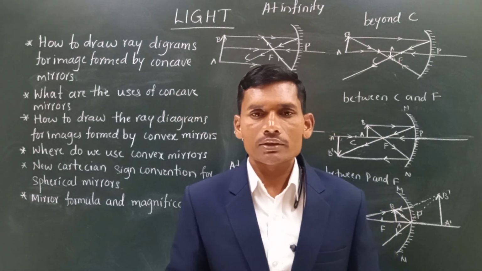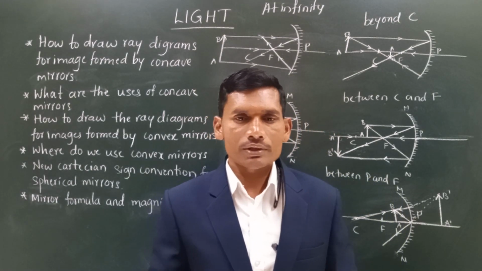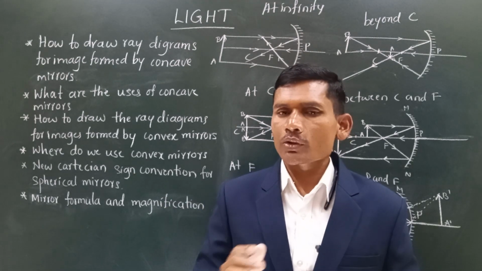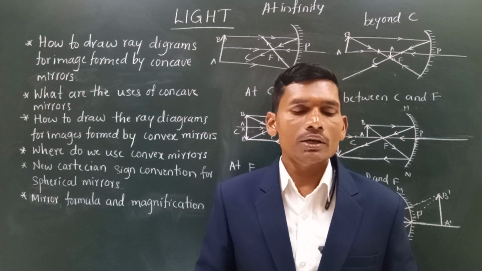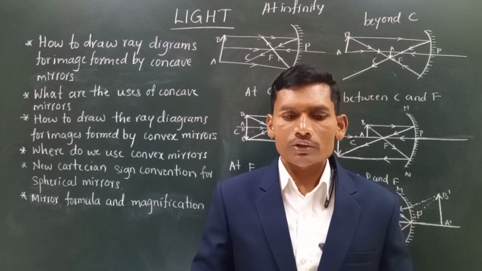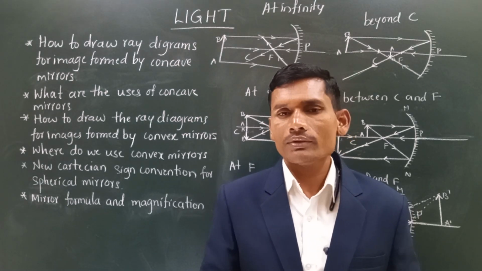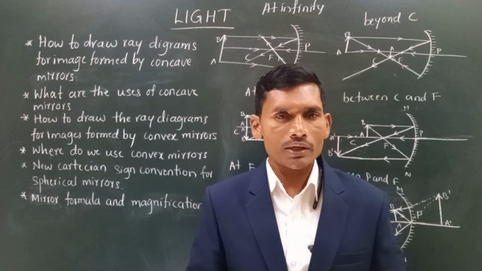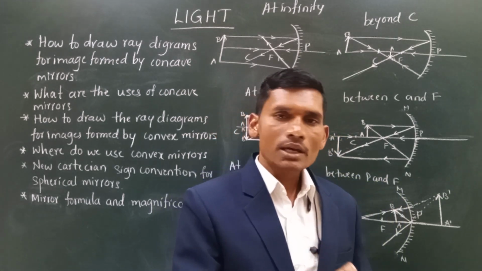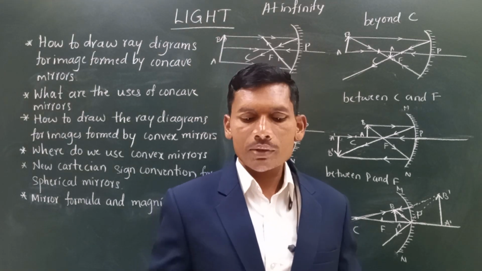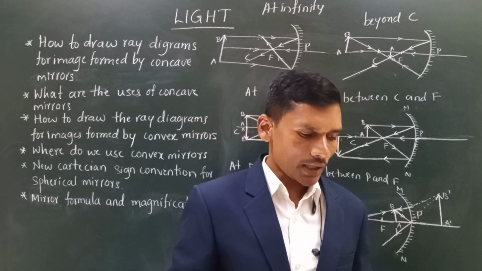And not only this, these can also be used in industries to concentrate sunlight to produce heat in furnaces. Okay, in furnaces of the industries, they will be using these. So these are uses of concave mirrors. It is very much simple. The uses of concave mirrors you can very easily write.